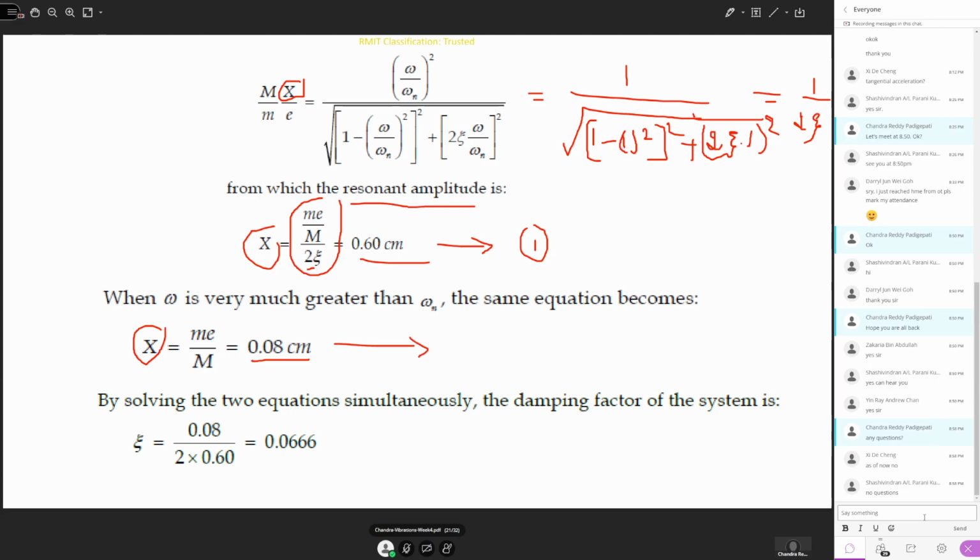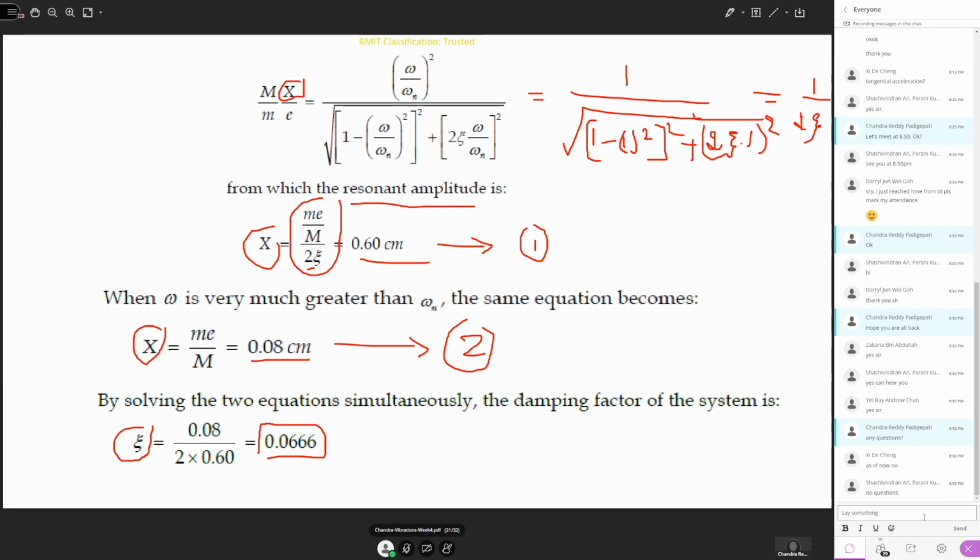Now consider this is your equation 1 and this is equation 2. So from equations 1 and 2, you can see that 0.6 is 0.08 over 2 into eta. Therefore you can separate eta and write eta as 0.08 over 2 into 0.60. So that gives you the damping ratio as 0.0666. So the damping ratio is quite low.